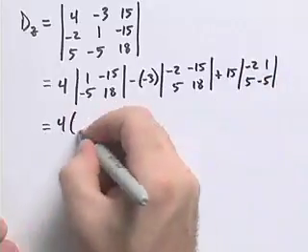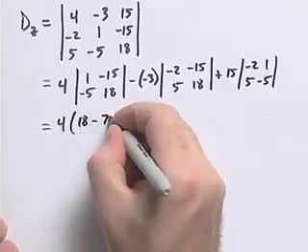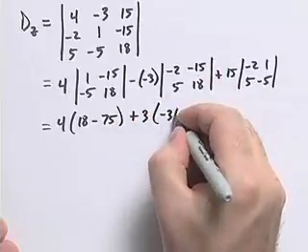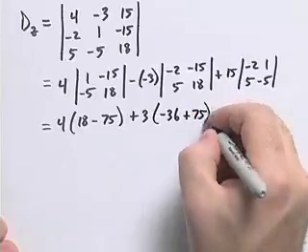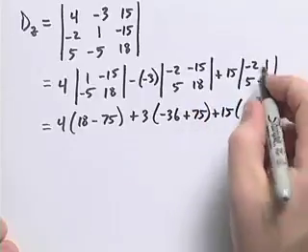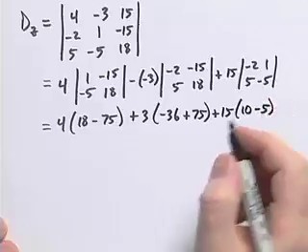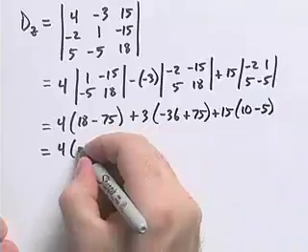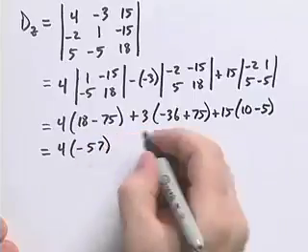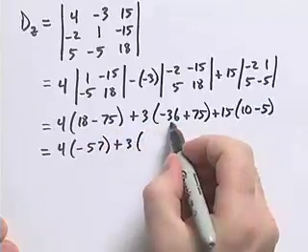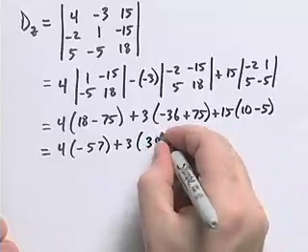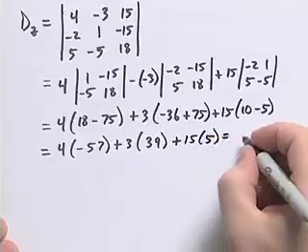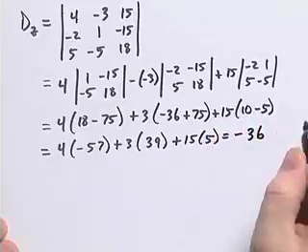So here we'll have 4 times 18 minus 75, plus 3 times negative 36, plus 75, plus 15 times 10 minus 5. Gives us 4 times, now 18 minus 75, it's going to be negative 57, plus 3 times, negative 36 plus 75 will be 39, and then plus 15 times 5. Evaluate that out, we'll get negative 36.